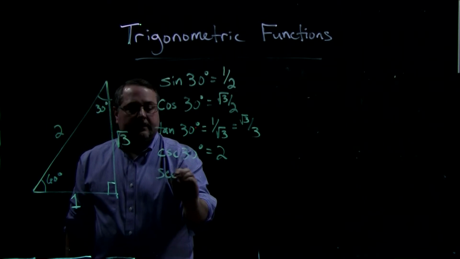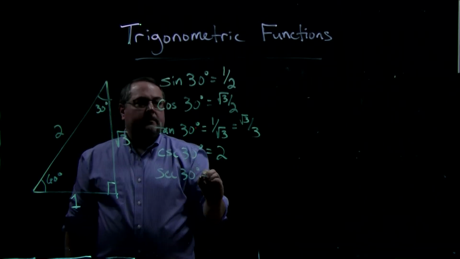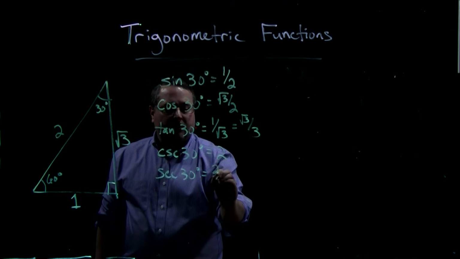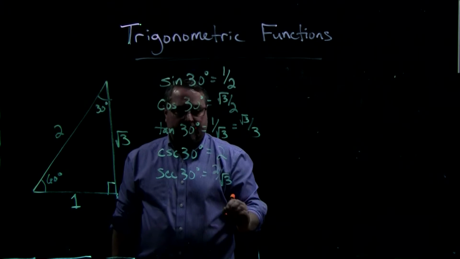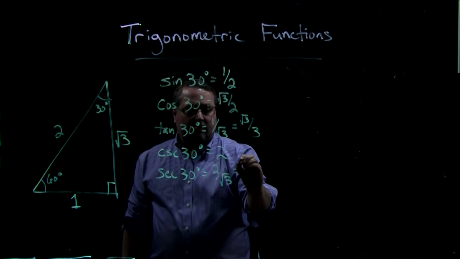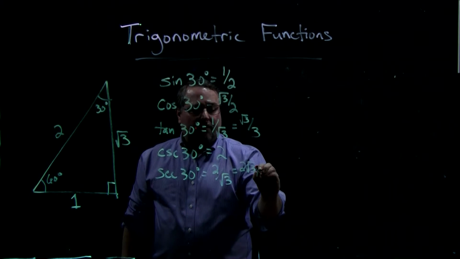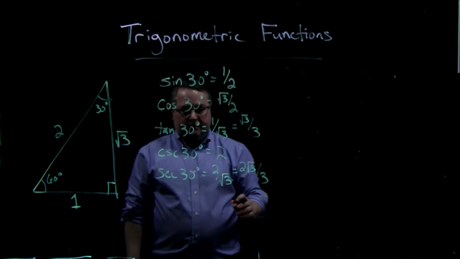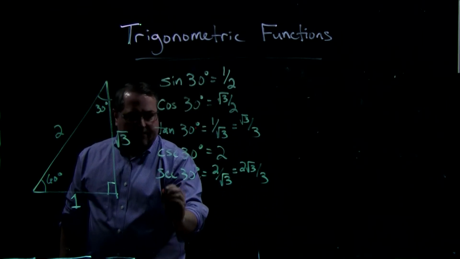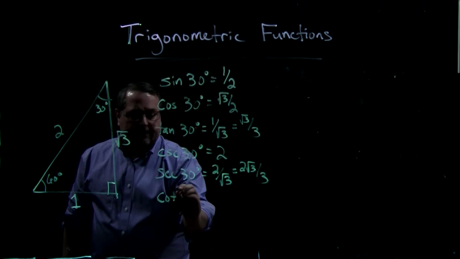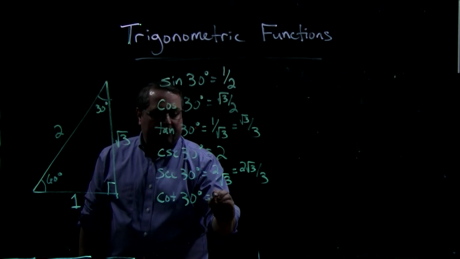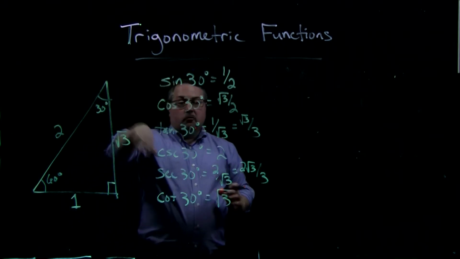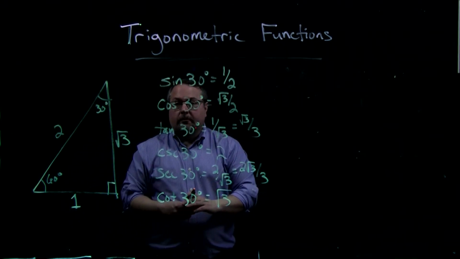The secant is going to be the reciprocal of the cosine, so that's going to be 2 over the square root of 3. Okay, or we multiply the top and bottom by square root of 3 and we'll get 2 root 3 over 3. And finally, the cotangent of 30 degrees is going to be the reciprocal of the tangent, which is square root of 3. Okay, so there we have the 6 trigonometric functions of the 30-degree angle.